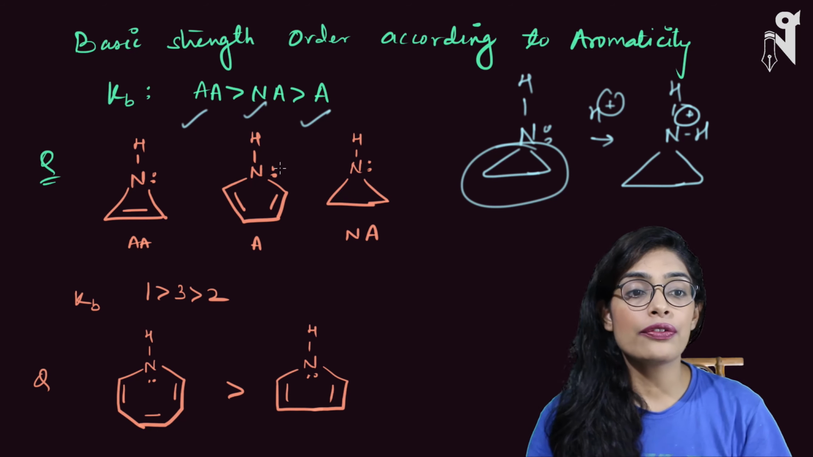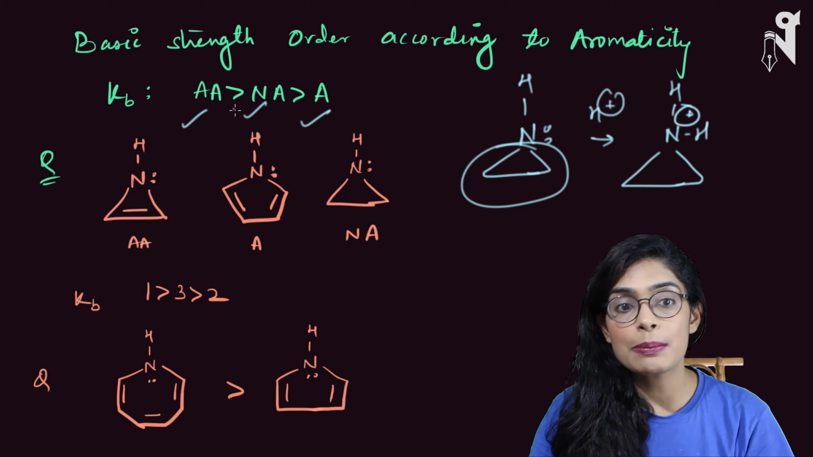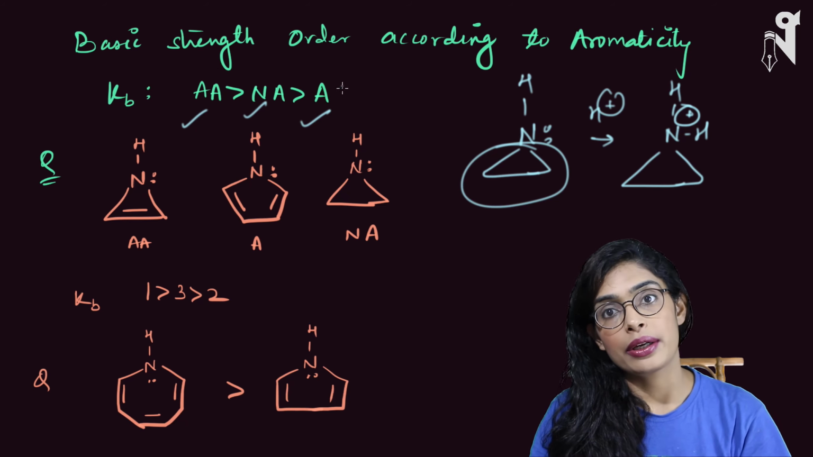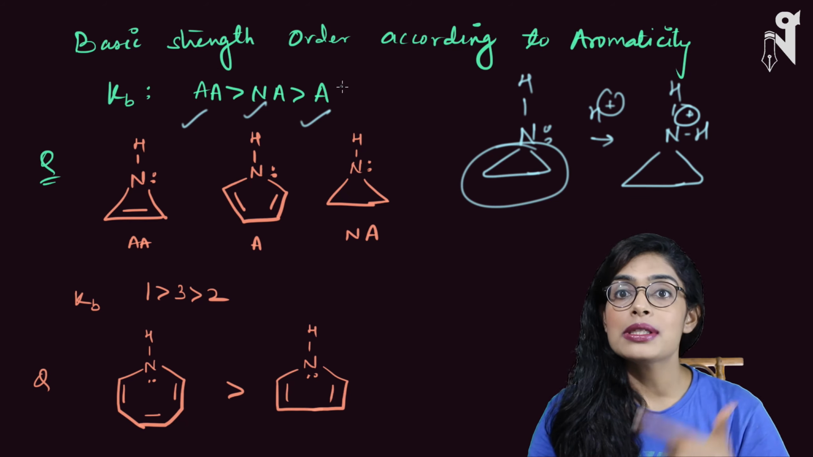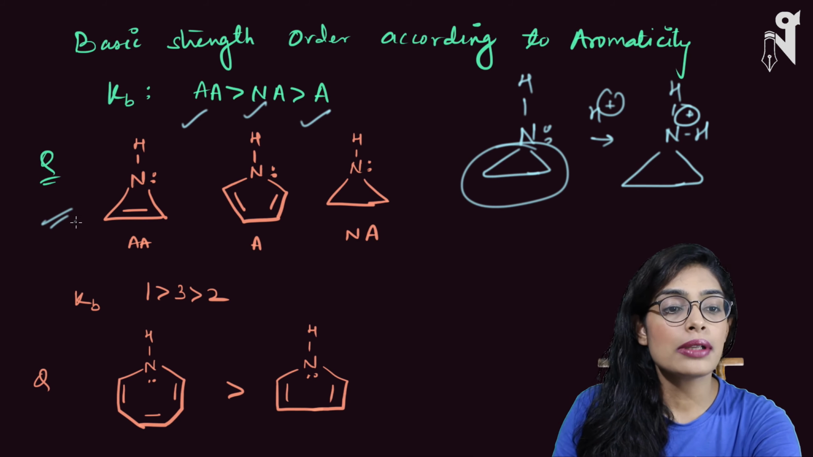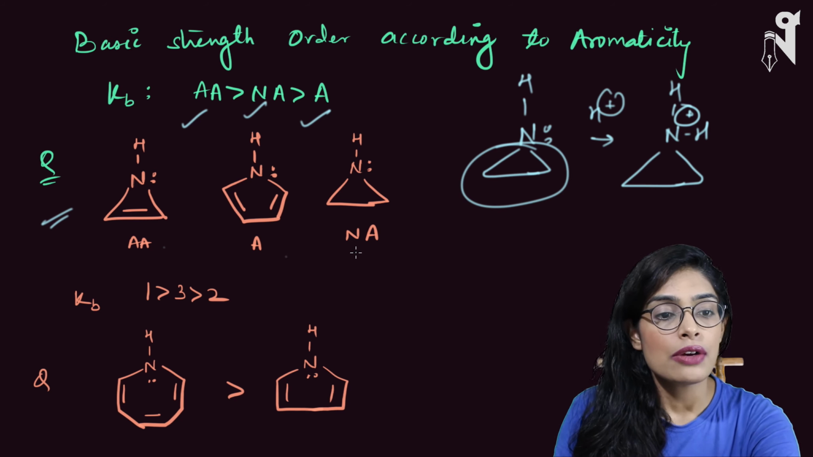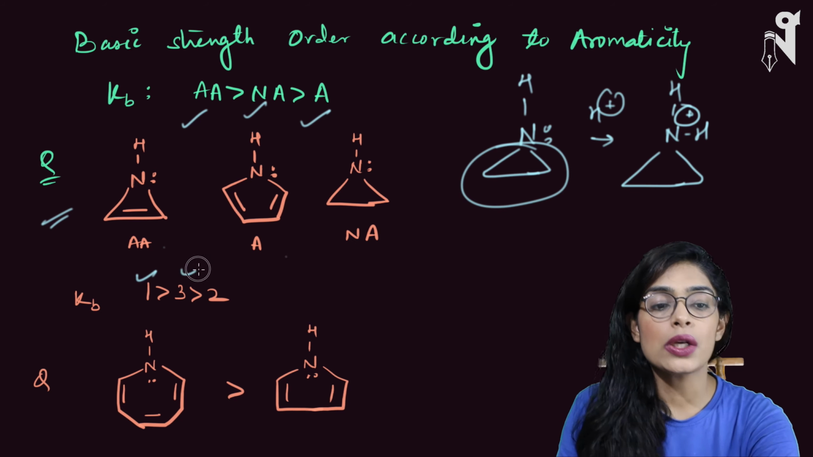If you have these kinds of compounds, in that case, the anti-aromatic one will show the most basic behavior, then non-aromatic, then aromatic. The concept, why it happens, how it happens, I have just explained to you. So now when I talk about this compound, this is my anti-aromatic compound, this is aromatic and this is non-aromatic. So the order of basic strength: first will be the most basic, then your third one, and then your second one.